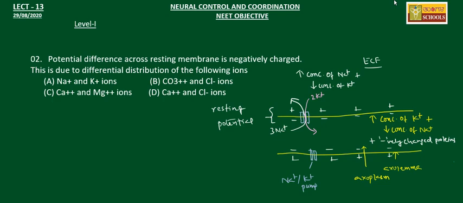So the potential difference across the resting membrane is due to the differential distribution of sodium and potassium ions. The answer for this is A, sodium and potassium ions, not magnesium, calcium, or chloride ions. So only option A, sodium and potassium ions, is responsible for this potential difference.